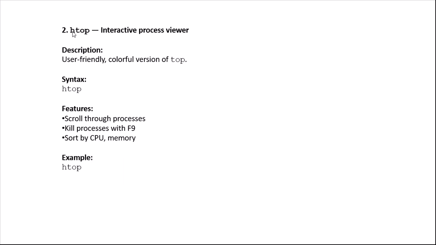Second command is htop, an interactive process viewer. Description: a user-friendly, colorful version of top. Syntax is htop. Features: scroll through the processes, kill a process with F9, and sort by CPU and memory. Example: htop.